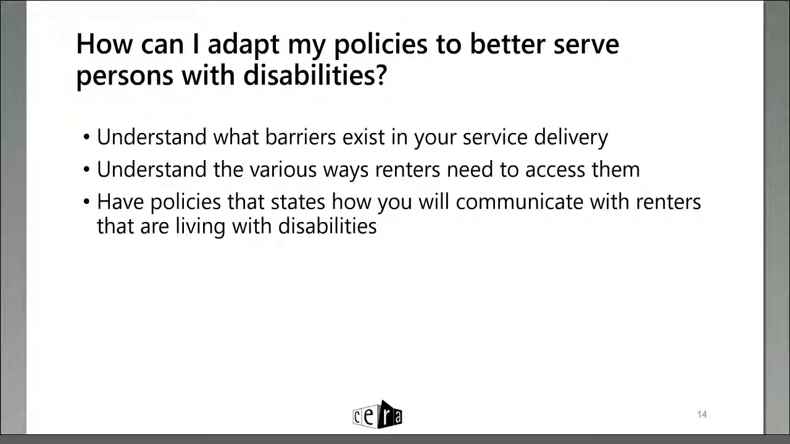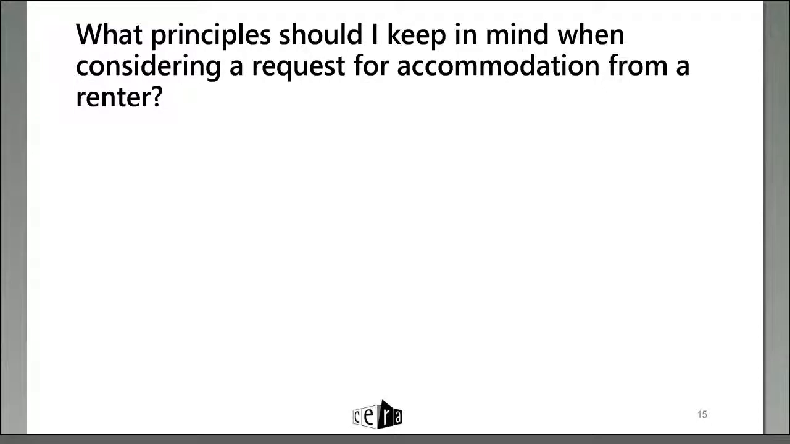When adopting your customer service policies to provide greater accessibility, you should consider opening up all options for renters to pay their rent in a way that suits their particular needs.